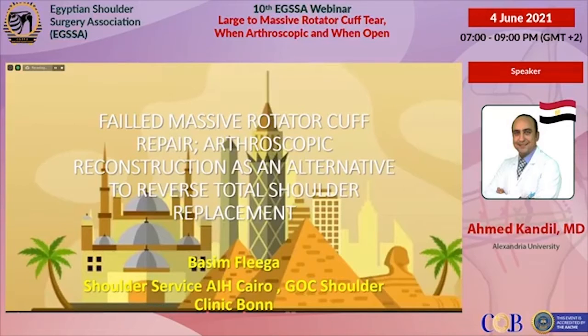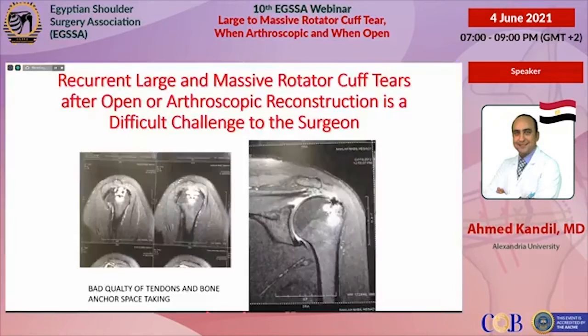In my presentation, I will also talk about the transosseous suture repair of massive rotator cuff tear, covering the talk of Dr. Kovac. Recurrent large and massive rotator cuff tears after an open or arthroscopic reconstruction is a difficult challenge to the surgeon because of bad quality of the tendons and bone anchor space taking.